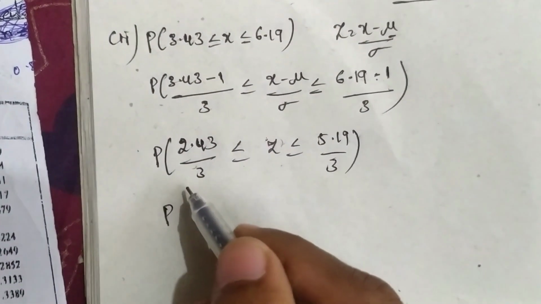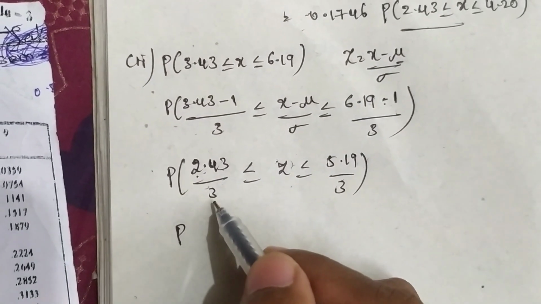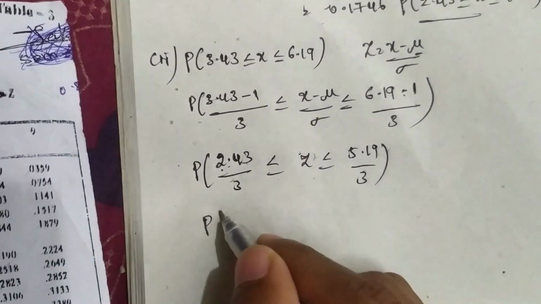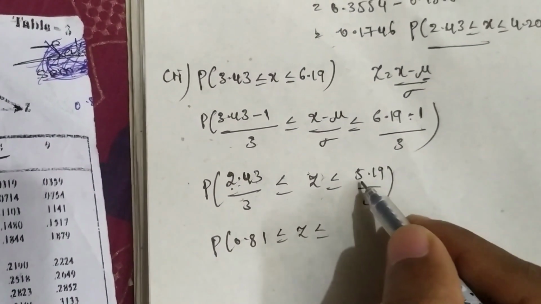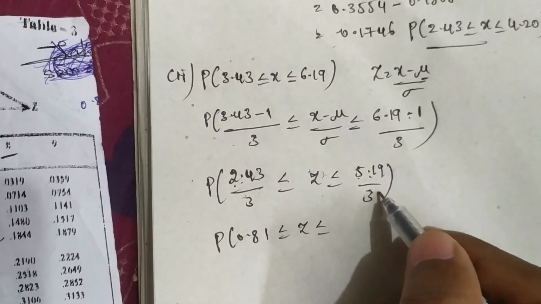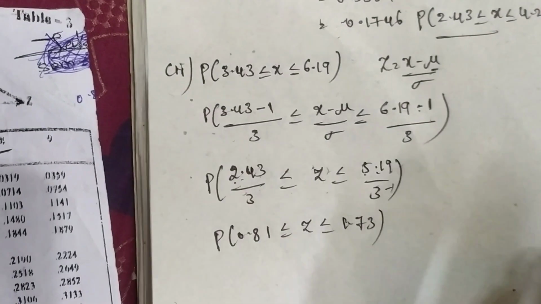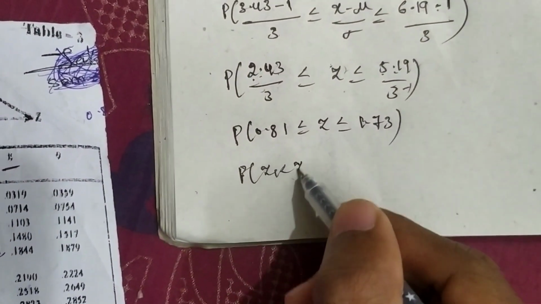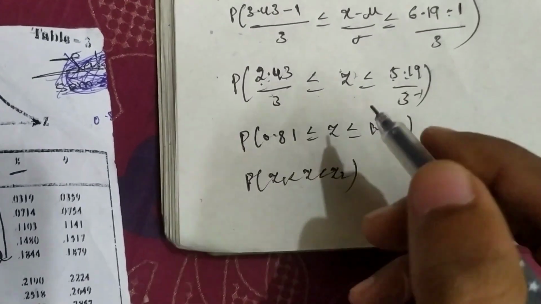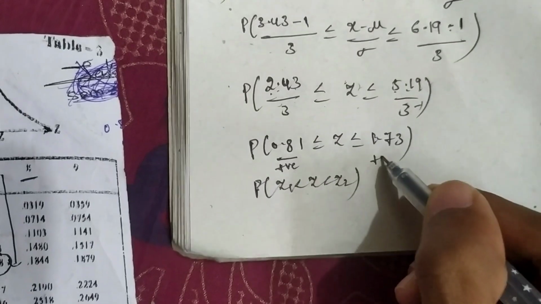Calculating 2.43 by 3 in the calculator, we get 0.81 less than or equal to z less than or equal to 5.19 by 3. Substituting in the Casio, we get 1.73. This is in the form of P of Z1 less than Z less than Z2. Here Z1 value is positive and Z2 value is also positive.